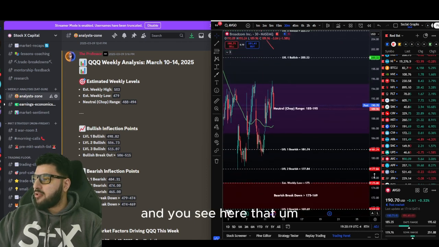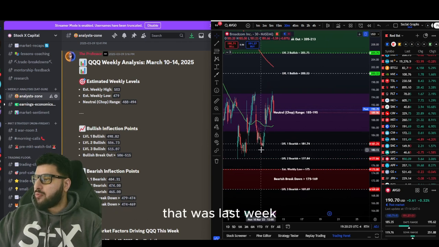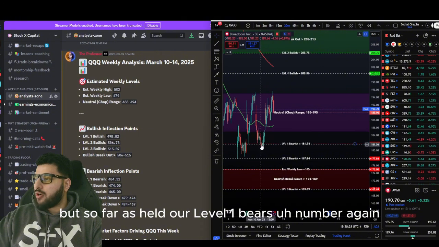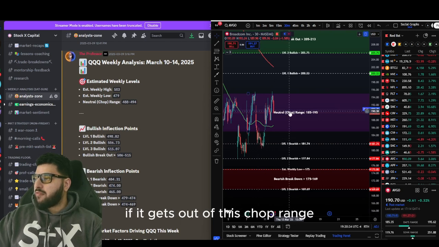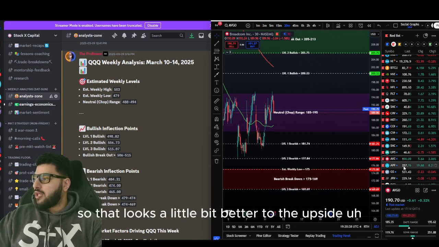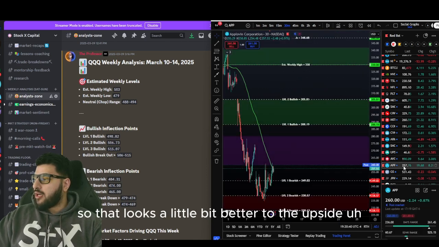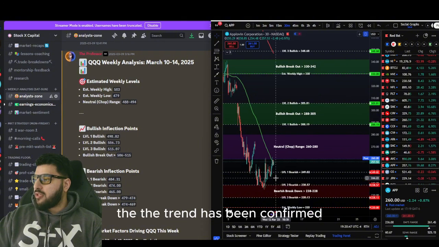And you see here that Broadcom often hits our level 2, bounces. That was last week, but so far it's held our level 1 bearish number again, and it's possible that if it gets out of this chop range, it may get to level 1 bullish. So that looks a little bit better to the upside. You can see that level 2 bearish hit on APP, and the trend has been confirmed.